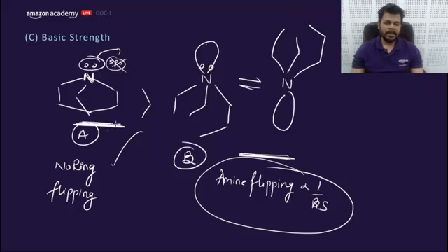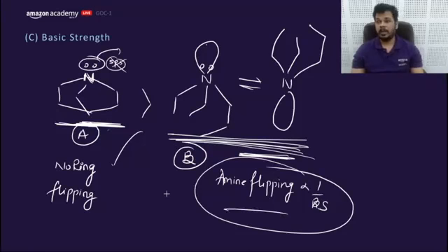That's why cyclic amines are more basic than their corresponding acyclic amines. Mark my words. Cyclic amines are more basic than their corresponding acyclic amines due to amine flipping. Yes, so this is it, dosto.